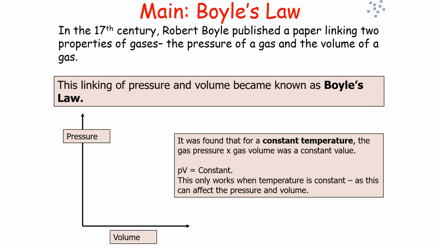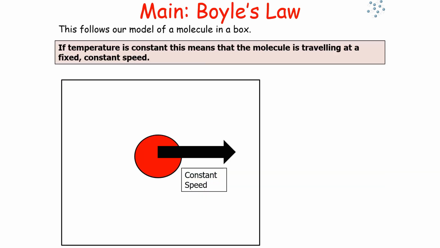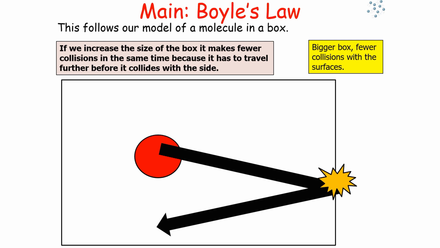So we refer to this law as an isothermal change, because iso means the same and thermal means temperature, so saying that's an isothermal event indicates that the temperature has not changed. Now this idea of pressure and volume for a gas being inversely proportional links into our model of a particle in a box, because if the temperature is constant, it means that the particle in the box is travelling at a fixed constant speed. So what this means is if we increase the size of the container, the gas particle has fewer collisions in the same time with the sides of the container, because it has to travel further before it collides with the side.